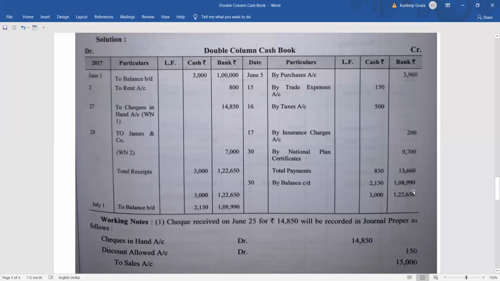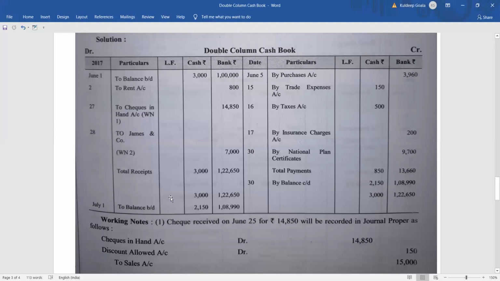This side also bring it here. And after subtracting, you can see that the balance is 1,08,990 rupees. So this is nothing but the bank balance, the remaining bank balance. Clear? So what is the balance of cash? 2,150. What is the balance of bank? 1,08,990. So that will come as balance carried down here on June 30.